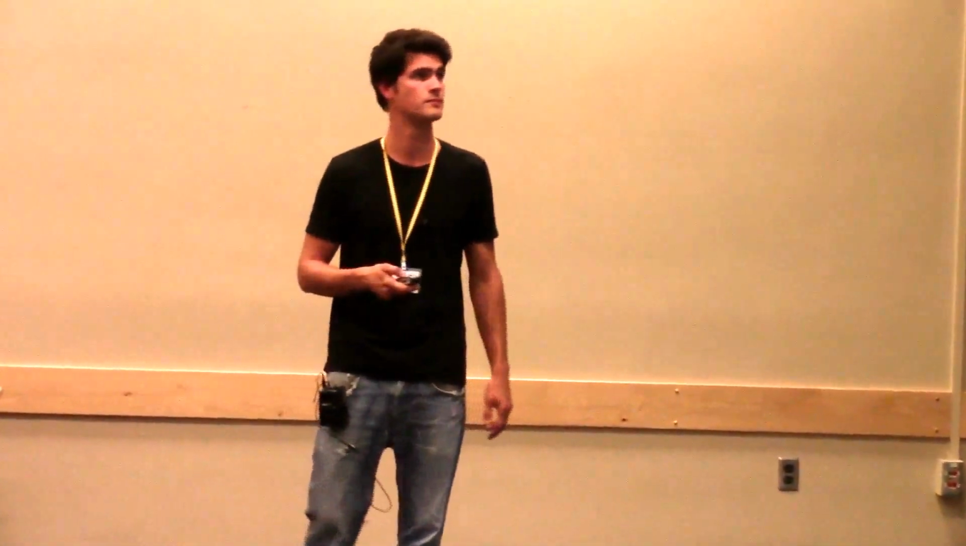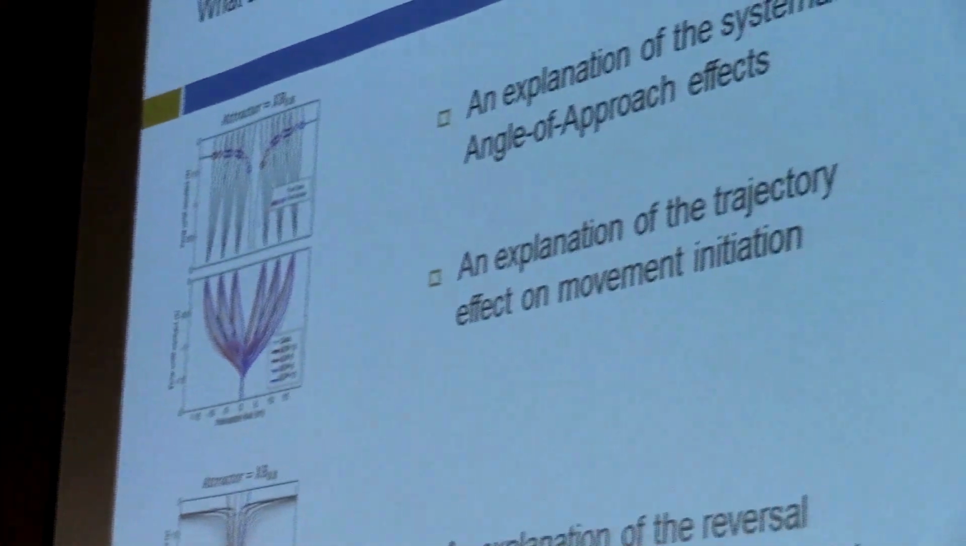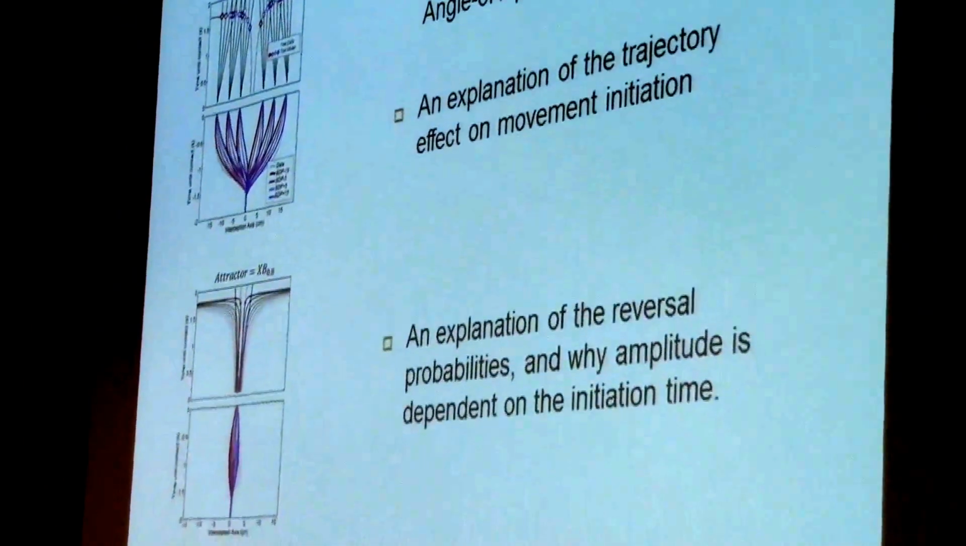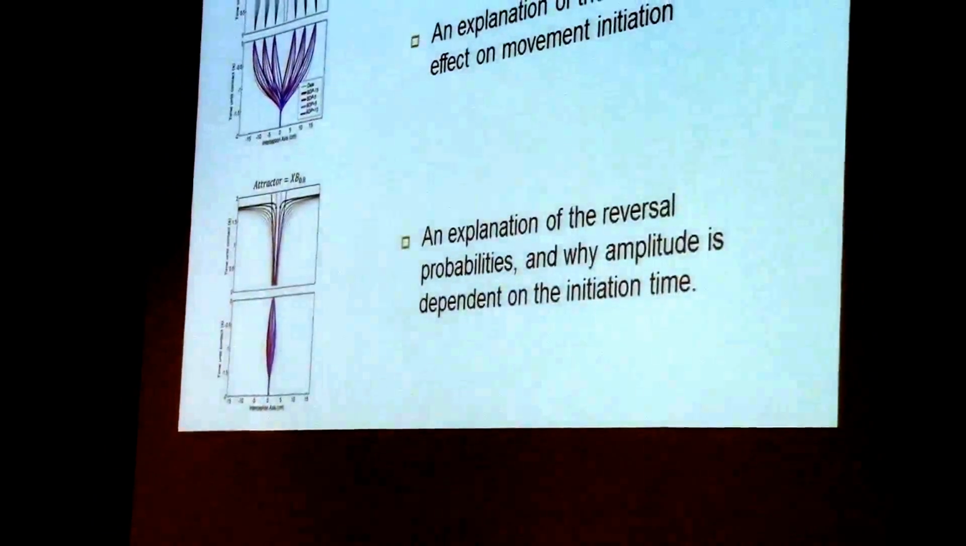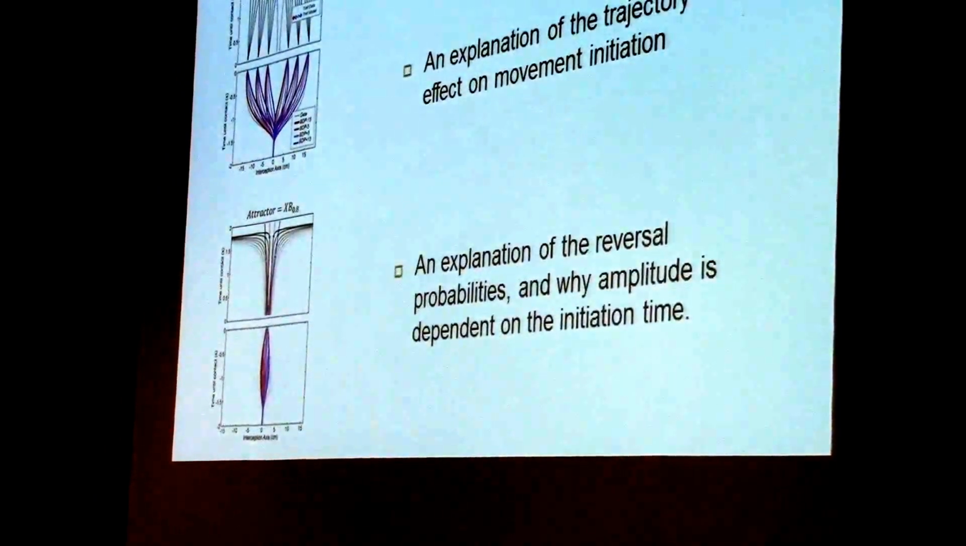So what does the fractional order concept do for us? An explanation of the systematic angle of approach effect, an explanation of the trajectory effect on the movement initiation, and an explanation of the reversal probabilities, I mean that sometimes you can do that but sometimes not, and why amplitude is dependent on the initial time.